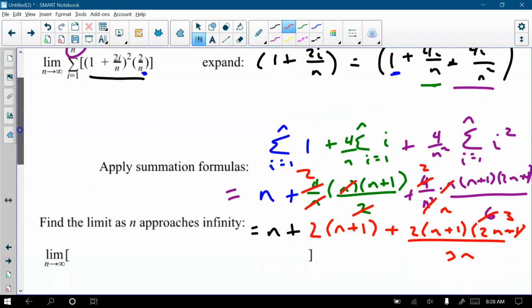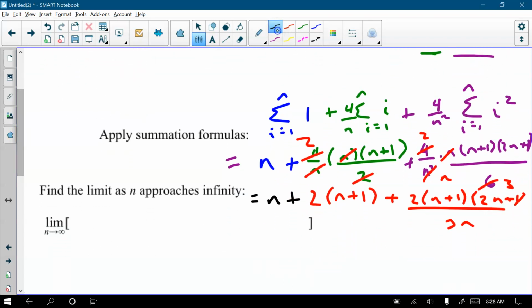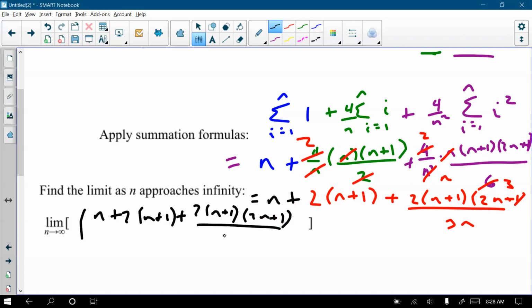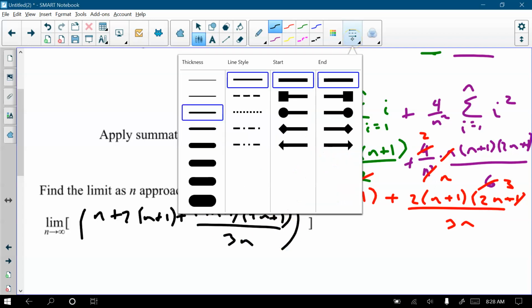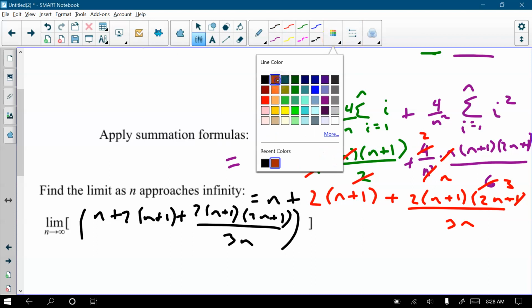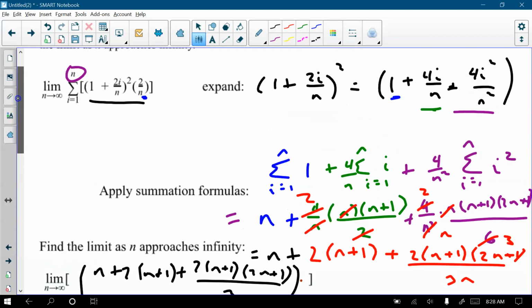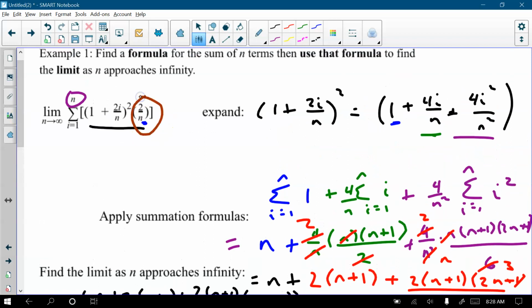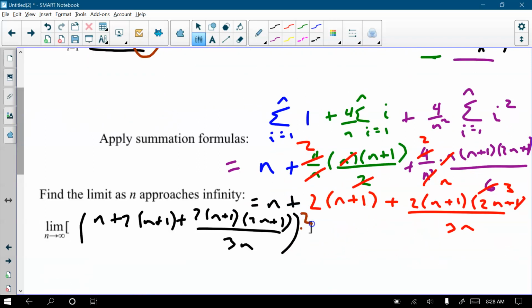Now, the limit that I'm going to take is going to be all of this. So n plus 2n plus 1 plus 2n plus 1 times 2n plus 1 over 3n. And then all of this is going to be multiplied by that first part, because I never really did anything with that, times 2 over n.